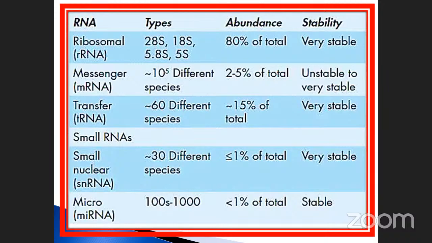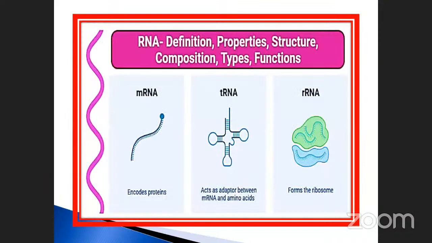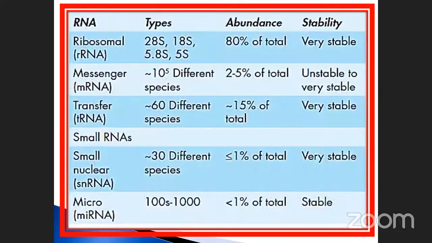See that mRNA. mRNA is a single polypeptide, so this is 5% only. tRNA, how much is that? 15% only. The ribosome has 2 subunits, and this is 80%. So 5, 15, 80, so the total is 100% present in it. Very stable. This one is also very stable. mRNA is unstable to very stable.